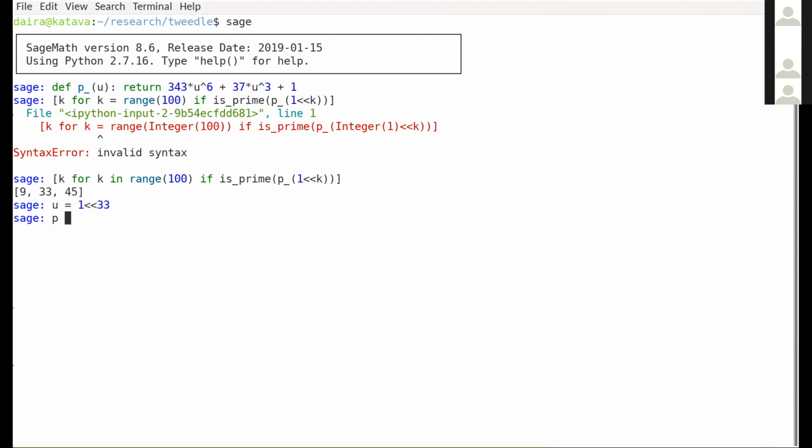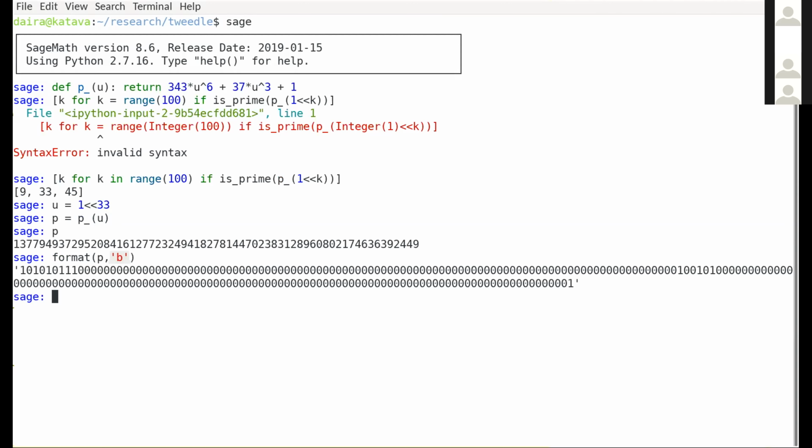Okay, so let's calculate our prime P. This is what it is in binary, so you can see it's very sparse. And let's construct our elliptic curve over that prime. So here are the Weierstrass coefficients. A is 0, B is 5, say, and we'll count the number of points. That was fast. Point counting used to be slow, but not anymore.